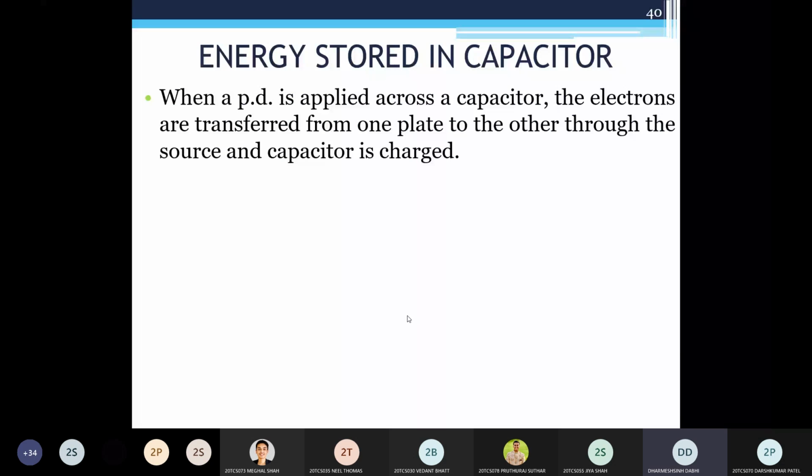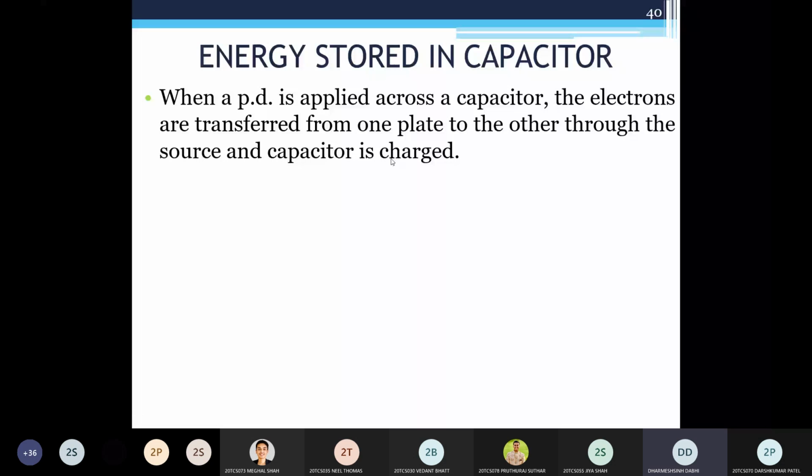So how is the energy stored in the capacitor? First, initially your capacitor is uncharged. There is no charge on the plates of the capacitor. So to charge the capacitor, first apply the potential difference, or you can say the voltage, across the capacitor. When you apply the potential difference across the capacitor, the electrons are transferred from one plate to the other through the source. The source is a voltage source, and the capacitor is charged.